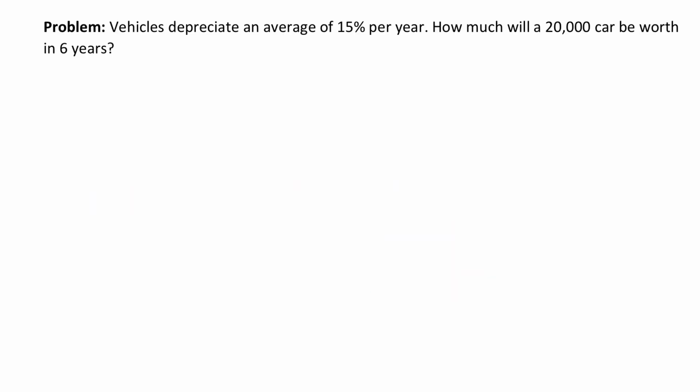Now, the opposite of inflation is deflation. So vehicles tend to depreciate with an average of, let's say, 15% per year. So if you buy a $20,000 car, how much will it be worth in 6 years? So to do depreciation, it's kind of the opposite of inflation. We take 100%, which is the original value of the car, and we subtract off 15%, which gives us 85%. So we can take that $20,000 car and multiply it by 0.85.